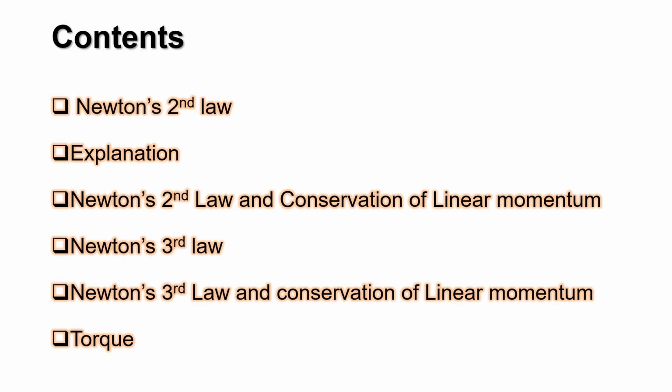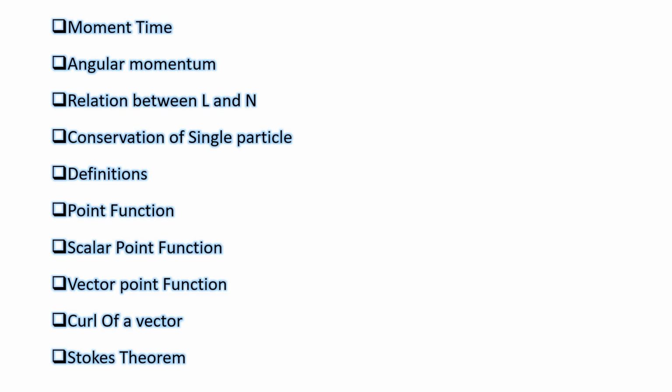Then we will discuss the torque. After discussing torque and remembering the definition of torque according to classical mechanics, what is moment arm, then the angular momentum definition. These are the terms we are going to use in classical mechanics, and we have to remember all the definitions. Then the relation between L and N, where L is the angular momentum and N is the torque representation in classical mechanics.